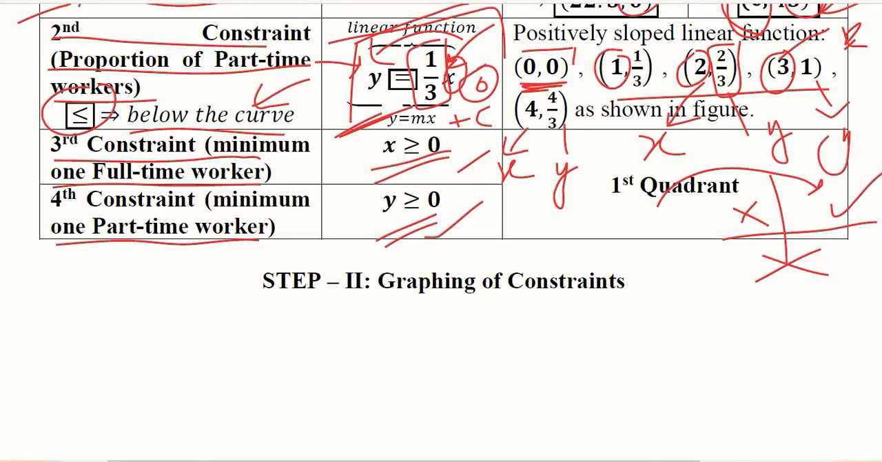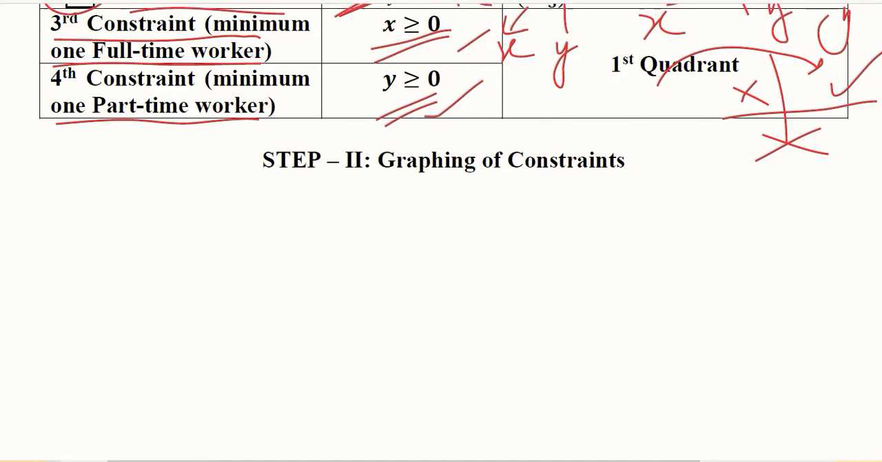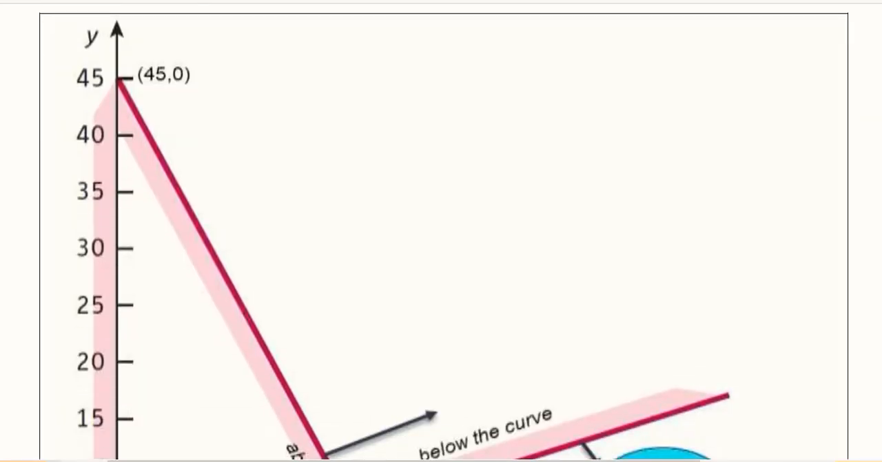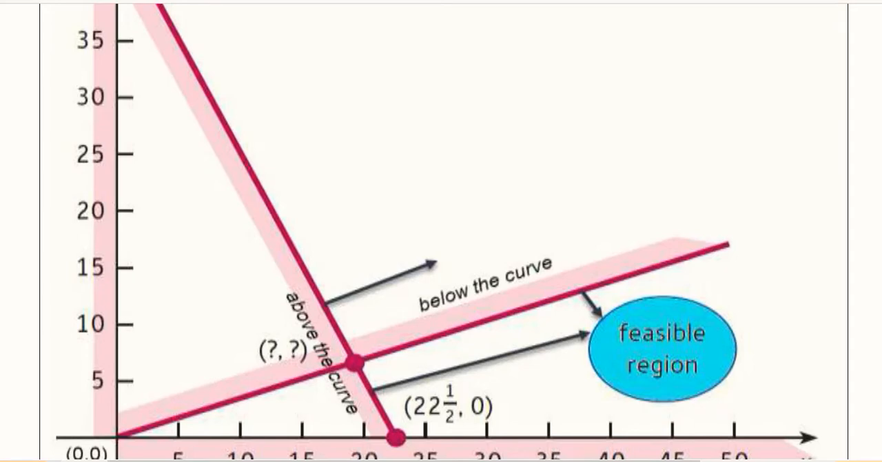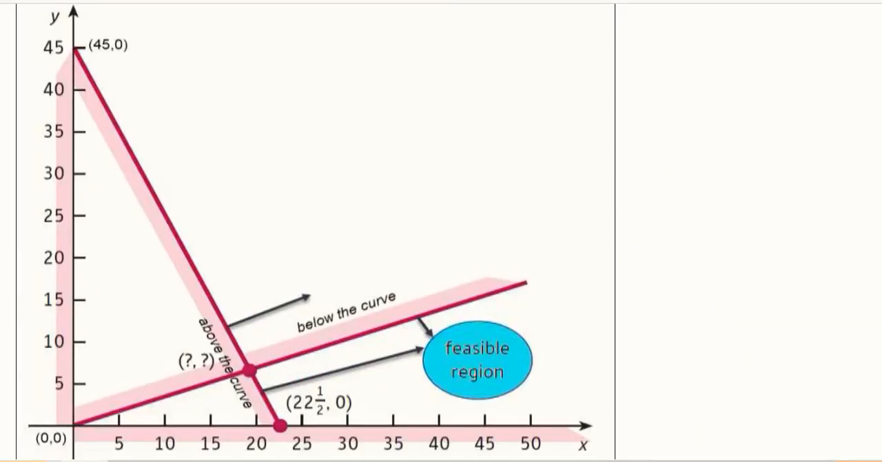We can graph the two general constraints. The non-negativity constraints are only going to guide us that we will be in the first quadrant only. Let us see the graph. Let us zoom out a little bit to be able to see the graph thoroughly. This is the overall graph in which x is on the x-axis, y is on the y-axis. X is the full-time workers and y is the part-time workers.